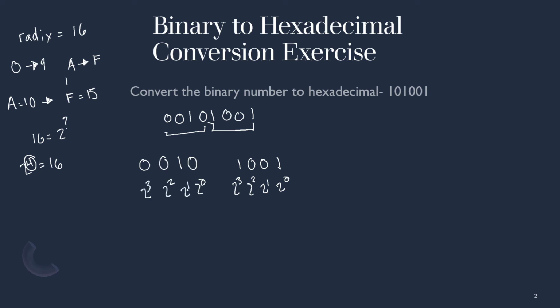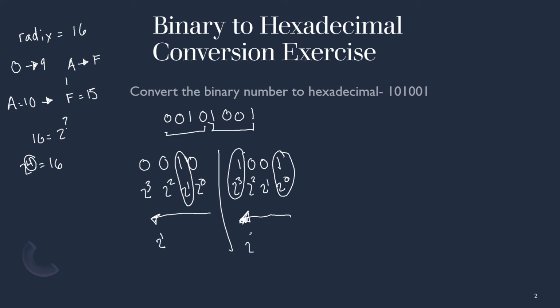And we want to match up which digit we have, which value of 1 we have, in the correct placeholder. So for this left side, we only have one value of 1, and that corresponds to the power of 2 to the 1. So it's going to be 2 to the 1. And on this side, we have 2 places that correspond to the value of 1. We're going to have 2 to the 3, and 2 to the 0.